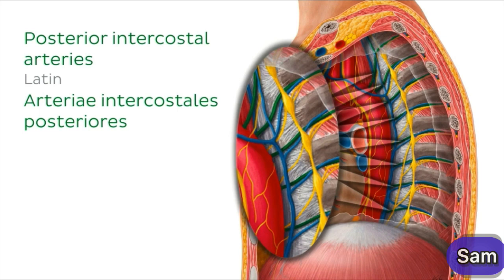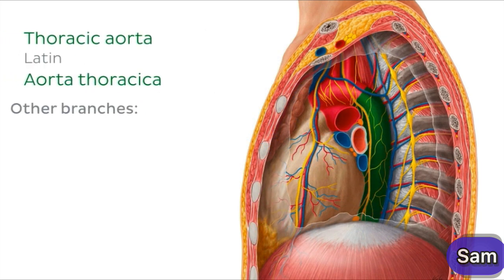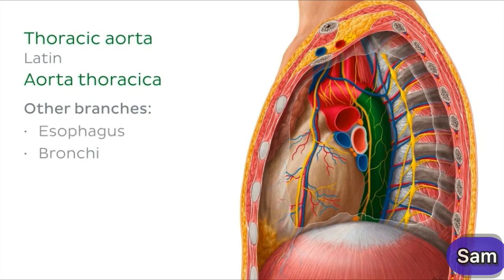Along its anterior aspect, the descending thoracic aorta gives off between 2 and 5 unpaired esophageal branches, as well as a number of bronchial and pericardial branches. It also gives off a pair of superior phrenic arteries which supply the diaphragm.